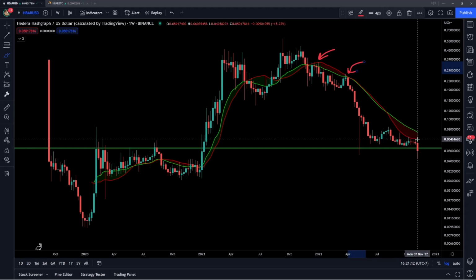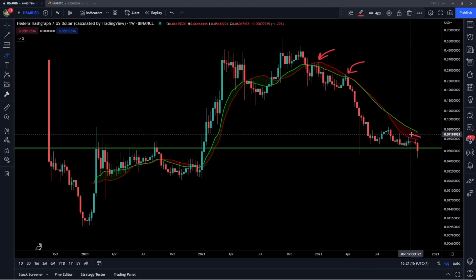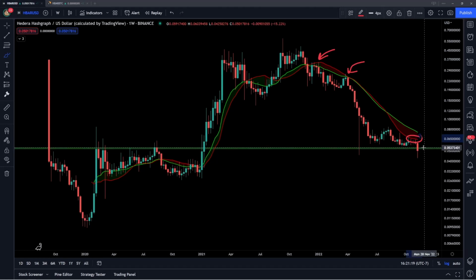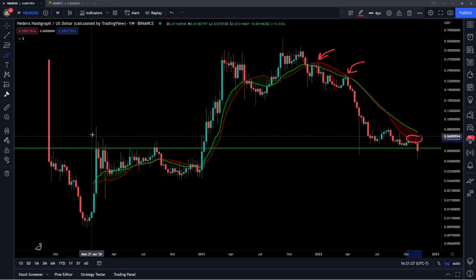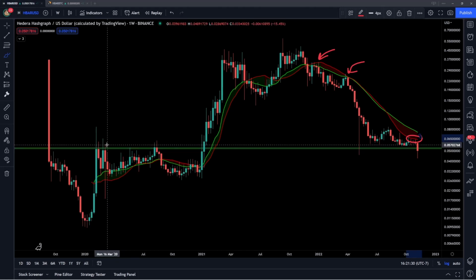Currently, the 20-week is at 6.46 cents, and we have started to roll over from here, and we're really coming back down to retest the support around 5.3 cents. Now, this is going to be very strong support, especially if we go all the way back here to 2020 as well as 2019. You can see that this initially acted as pretty strong resistance.